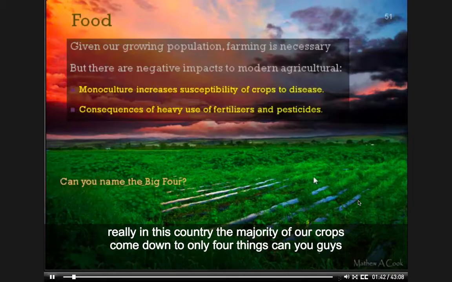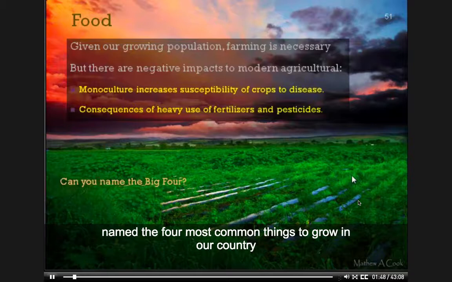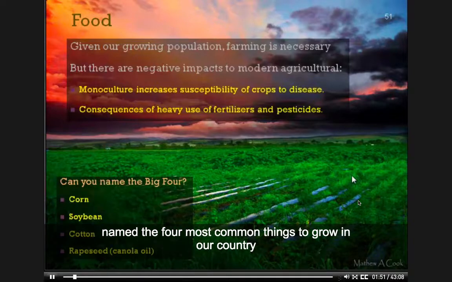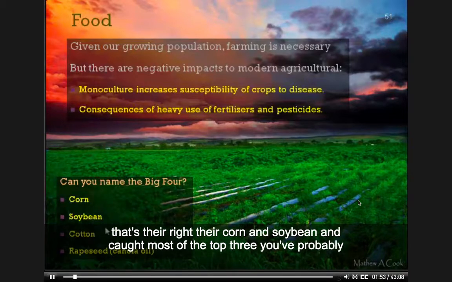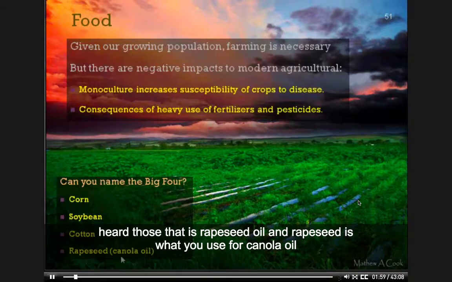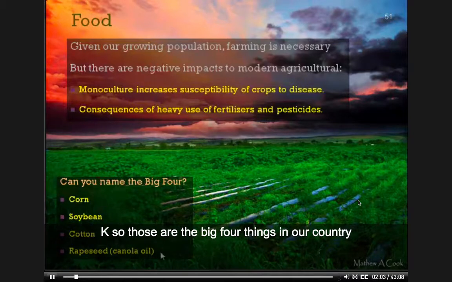And really, in this country, the majority of our crops come down to only 4 things. Can you guys name the 4 most common things to grow in our country? That's it right there: corn, soybean, and cotton. Those are the top 3. You've probably heard of those. Then there's rapeseed oil, and rapeseed is what you use for canola oil. Okay, so those are the big 4 things in our country.